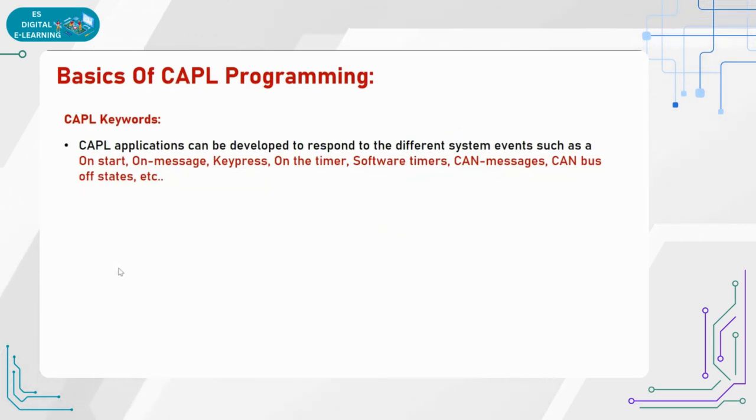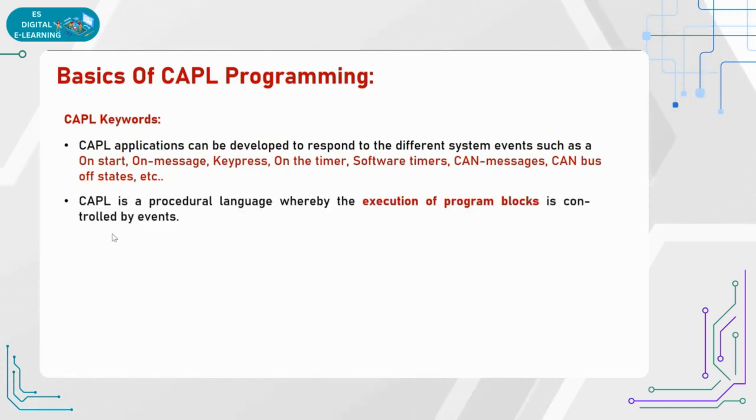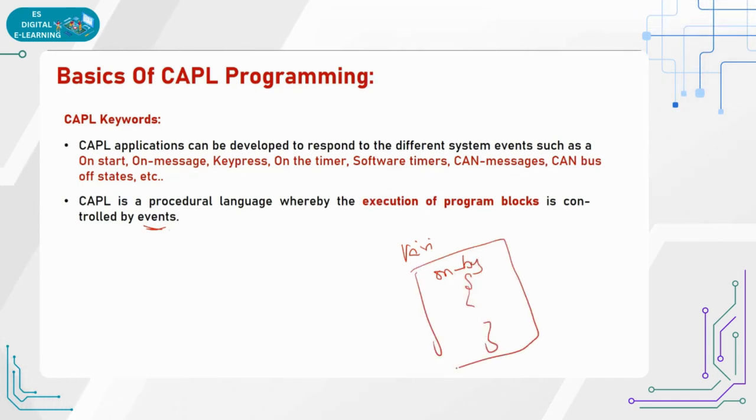Okay, so going into another concept, next will be whatever programming we are making, right? So that is executed with the help of events. Whatever execution we are making within the variable or on bus off, these are a kind of blocks. Okay, so it is a small program block. With the help of this only it will be executing. Okay, you can write down this point.